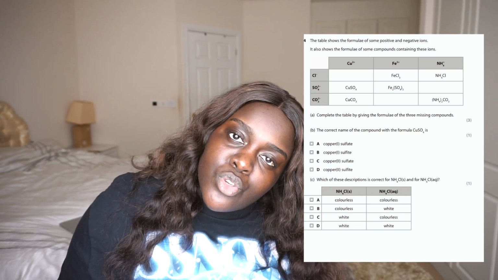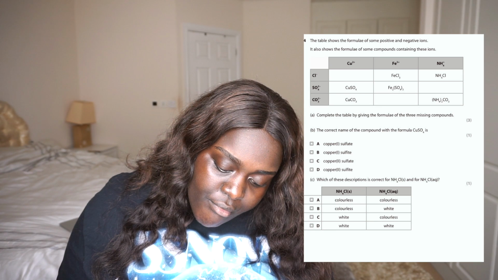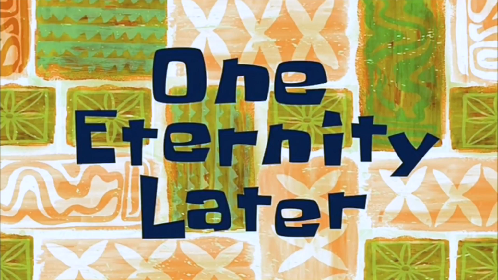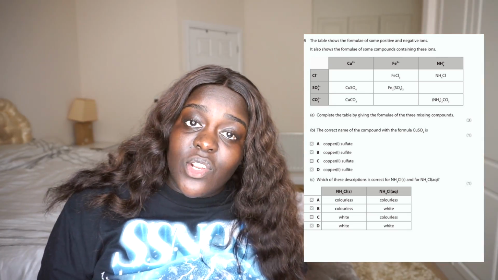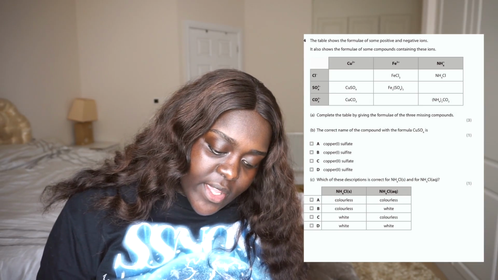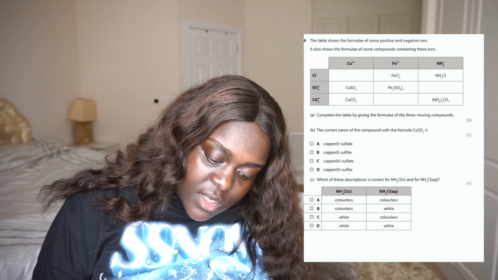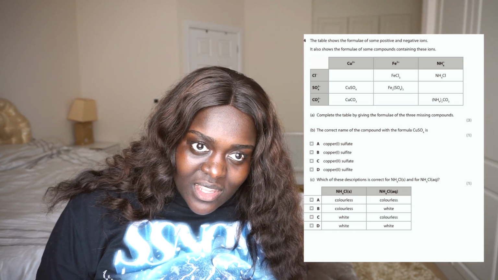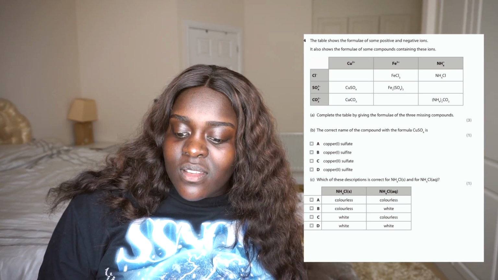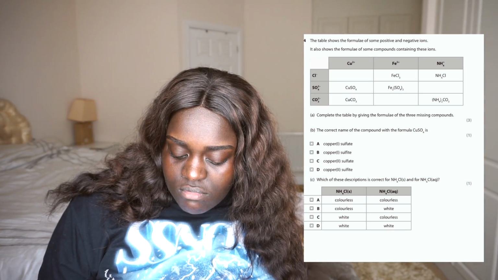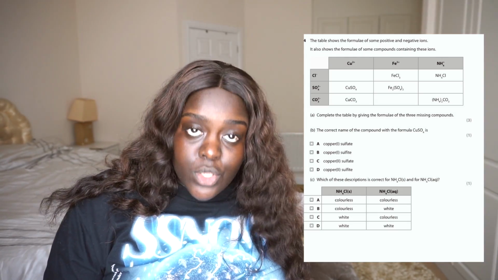Or is it always copper 2? One eternity later. Which of these descriptions is correct for NH? Okay. I've never seen a solid that's colourless, so I don't think it's going to be A or B. And I've never seen an aqueous solution that's white. Unless like milk or something. So I'm going to say C. It's going to be C.